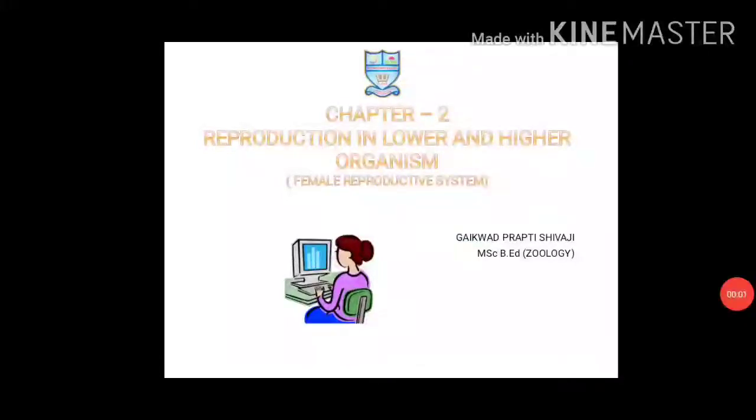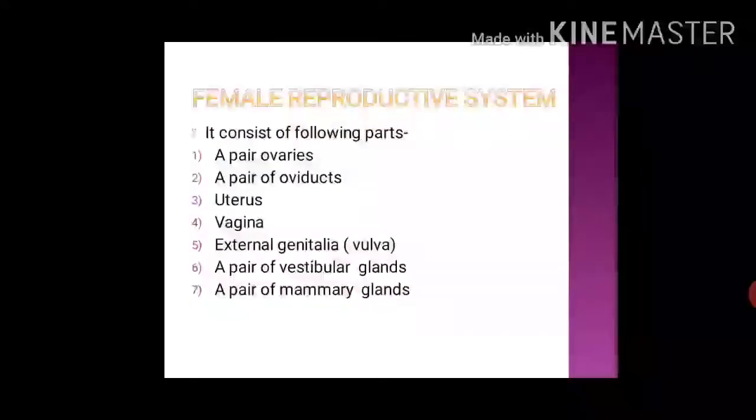Hello friends, today we are going to study about the reproduction in lower and higher animals. In that we are going to study about the female reproductive system. Now let's see. This female reproductive system consists of a pair of ovaries, a pair of oviducts, uterus, vagina, external genitalia, a pair of vestibular glands and a pair of mammary glands.